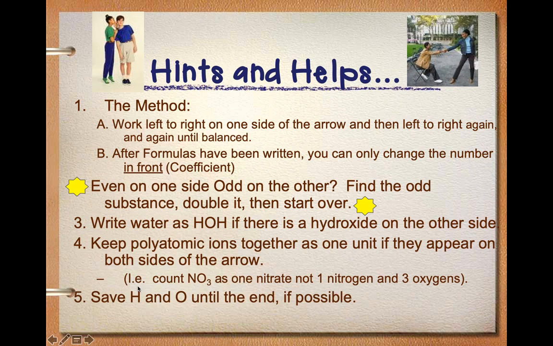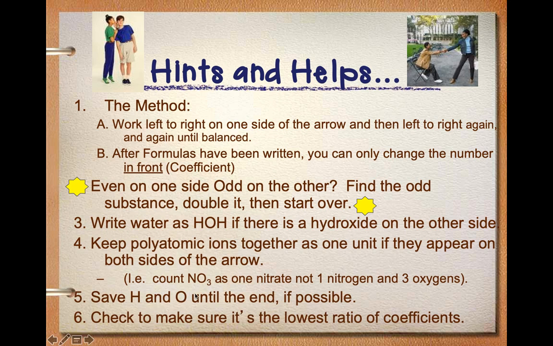If possible, do all the other atoms before H and O first. And then the last thing you check is the lowest ratio of coefficients. So if you balance and you put a 2, a 2, a 2, and a 4, all of those numbers could be divided by 2. So really you would have 1, 1, 1, and 2. That's what I mean by lowest ratio.